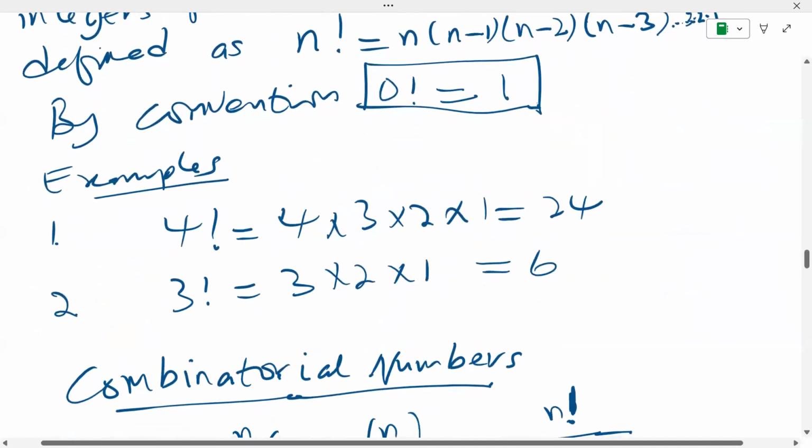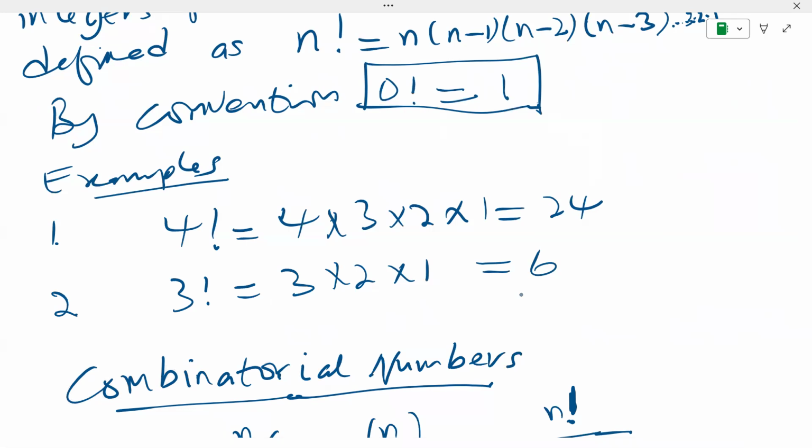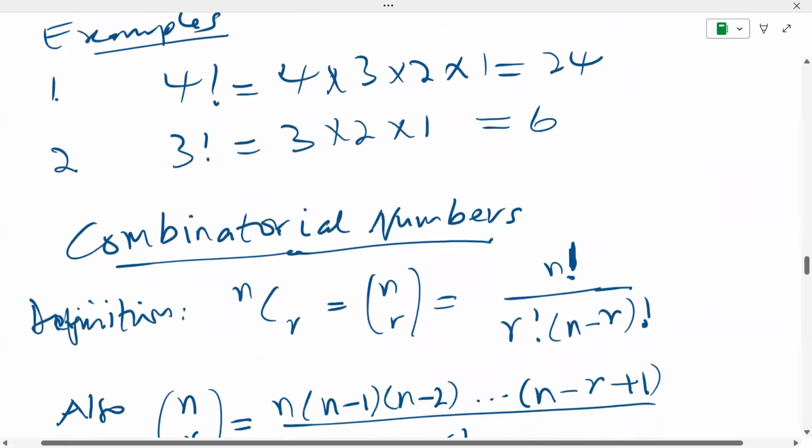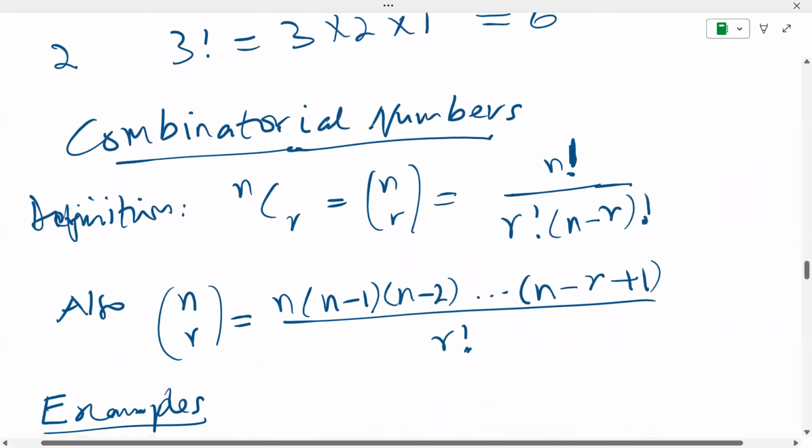So for example, 4 factorial is equal to 4 times 3 times 2 times 1. And so that will give us 24. 3 factorial is 3 times 2 times 1. That is 6. So we can add other examples as well.